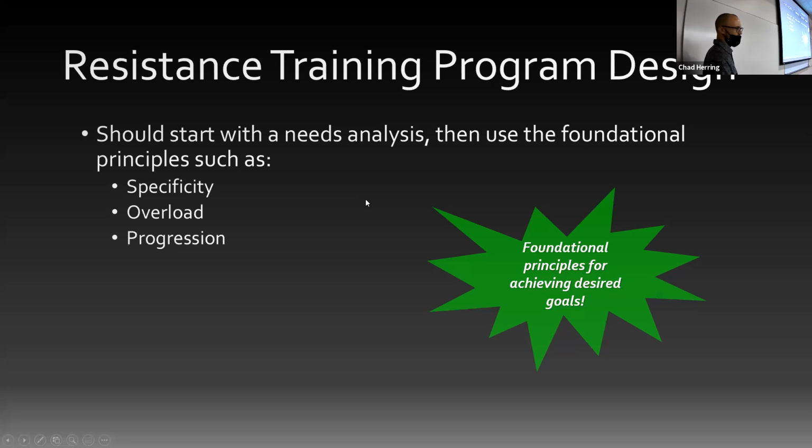All right, program design. This is going to be, I believe, the last thing we cover. There's going to be a few slides on this, and then we'll get out of here. Okay. So resistance training program design. This is really any kind of program design. We'll just be talking about it in terms of resistance training. But essentially, we need to start with a needs analysis. And then we need to follow these principles of specificity, overload, and progression. And we'll touch on what those are.